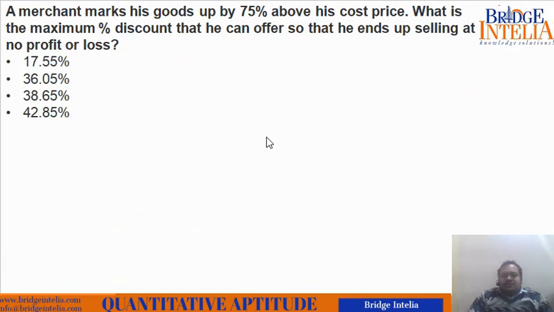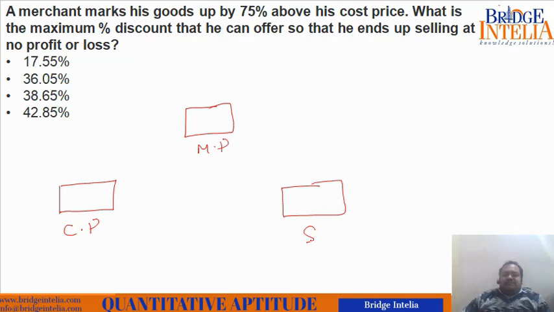So let's see what this question is about. A merchant marks his goods up by 75% above his cost price. What is the maximum percentage discount that he can offer so that he ends up selling at no profit, no loss? So what is the meaning of the question? Cost price, marked price, selling price. So assume cost price to be equal to 100.